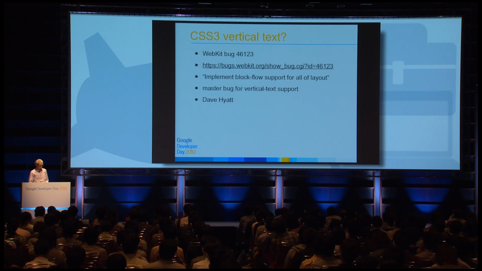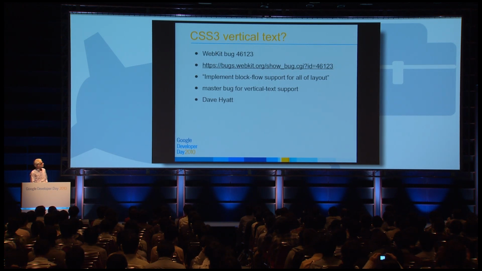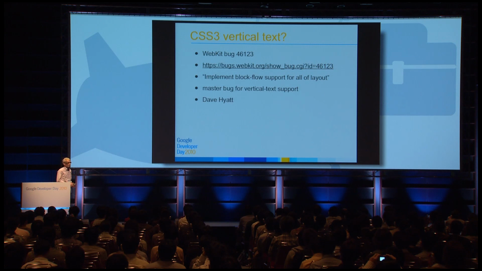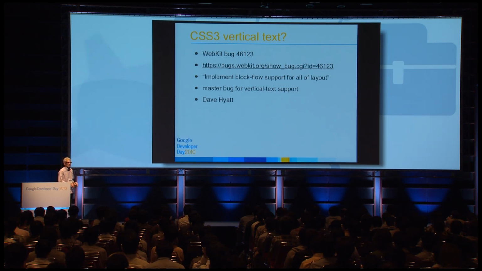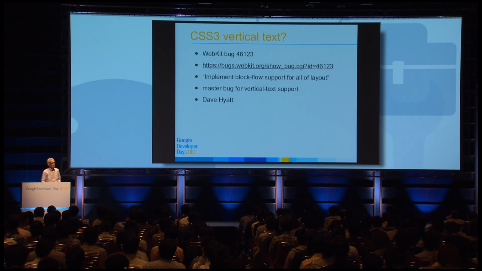But before I do that, I want to talk about vertical text. There's a bug that was opened up maybe less than a week ago. And this is a WebKit bug. The title of this bug is Implement Block Flow Support for All of Layout. Now, myself not being a CSS developer and not being a browser implementer, I don't know what block flow actually means. But I think this means vertical text support. And the guy who's working on this is David Hyatt, who is the key CSS implementer for the WebKit project.